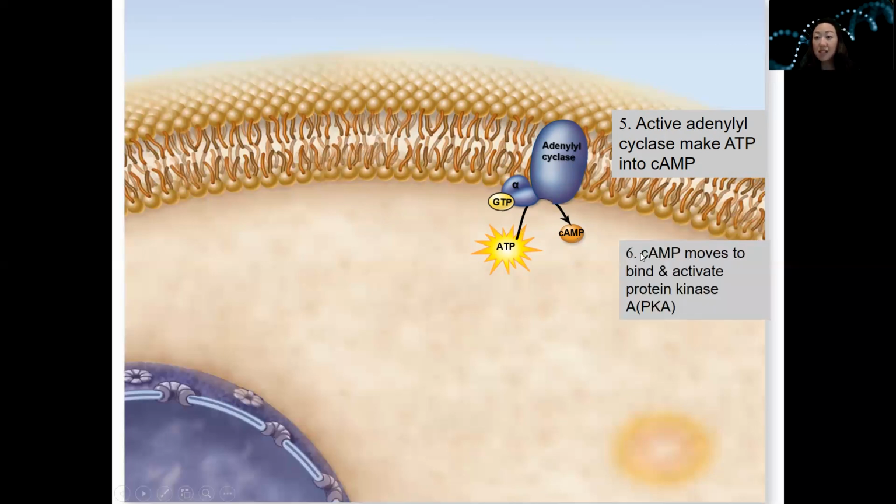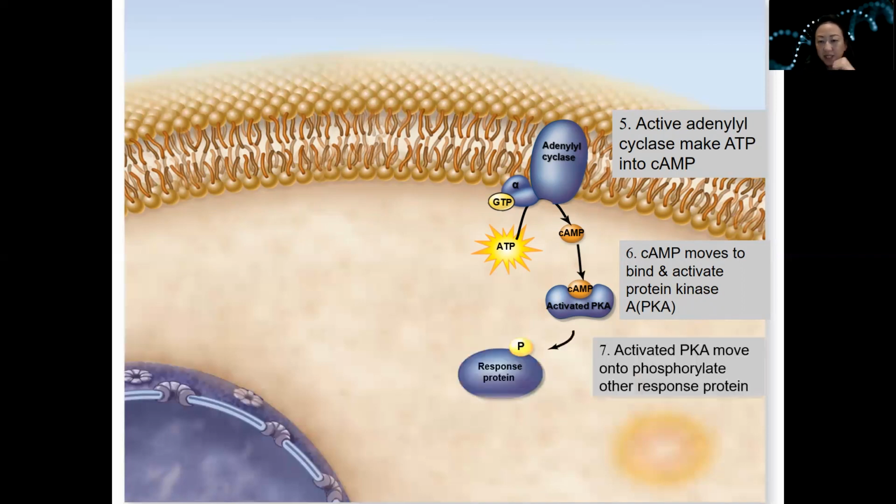Number 6, once cyclic AMP is made, it then moves and binds to the next person, and that person is called protein kinase A, PKA. Now remember kinase. What does kinase do? What did we say about kinase? It's an enzyme that adds phosphate, so phosphorylates. Okay, so as cyclic AMP binds to PKA, then now PKA is activated. And this activated PKA can then move on and phosphorylate many other response proteins.